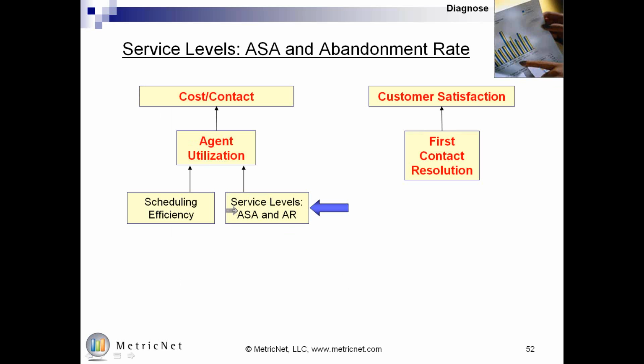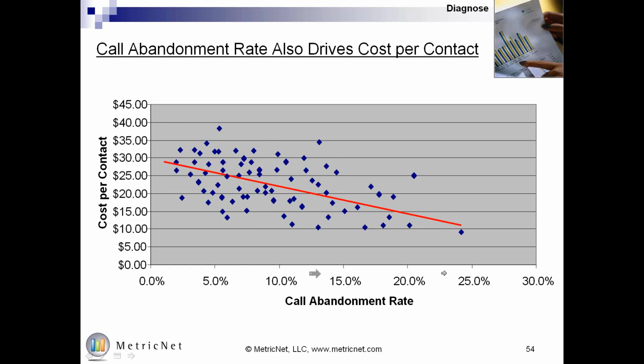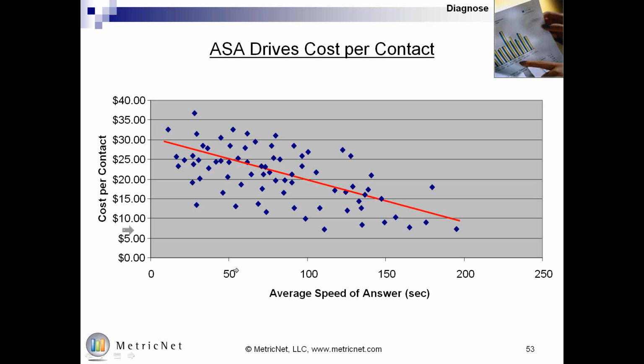Well, service levels, as it turns out, are a key driver of your efficiency, your agent utilization. If we look at average speed of answer, the higher the number goes, the lower the cost goes. That's not surprising, and I'll explain why in a minute. Call abandonment rate, the higher the number goes, the lower your cost goes. Now, there's a mythology in this industry that says, gee, we need aggressive service levels, we need a really low ASA, we need a really low abandonment rate in order to keep our customers happy. But that really is not the case.